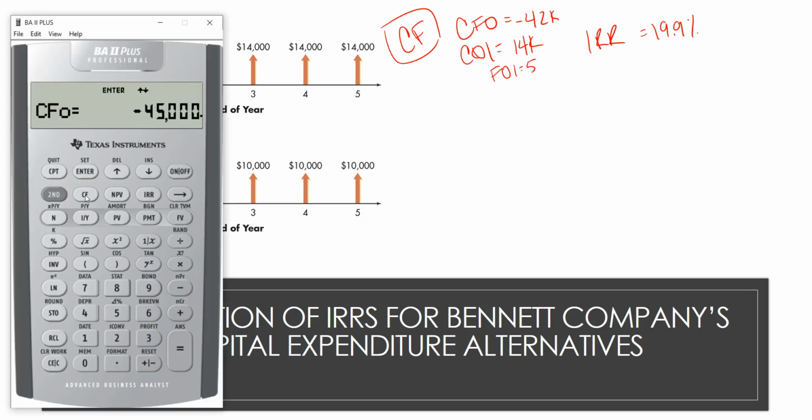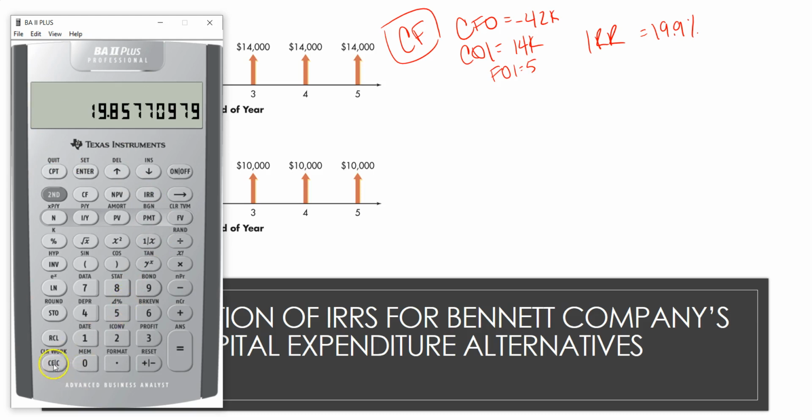When I open up the cash flow register, let's do second clear to clear everything out. This project costs $42,000 and returns $14,000 a year for 5 years. And you do have to push enter to save after the frequency. So push IRR and compute, and you get 19.9%.